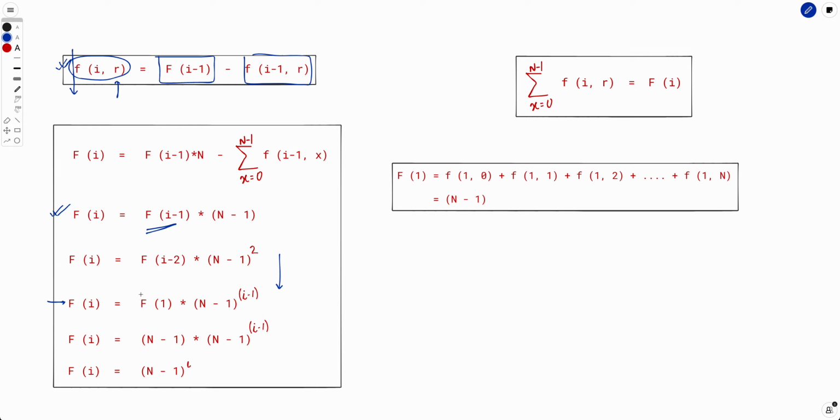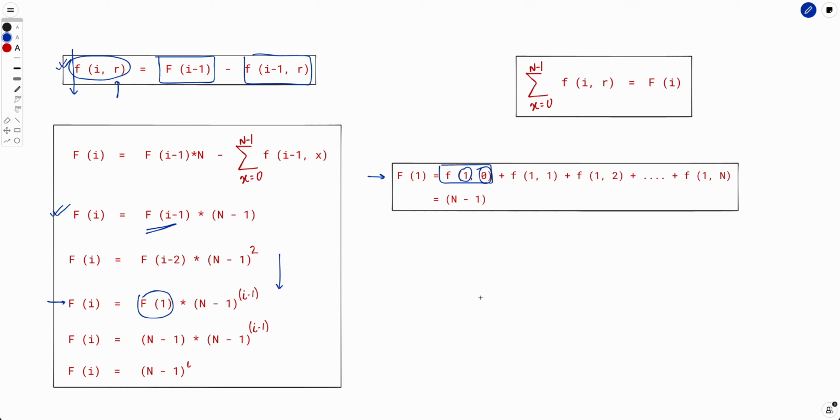Now what will be the value of F of 1? If we are able to find this, we have found F of i, right? Now F of 1 will simply be small f of 1 comma 0, small f of 1 comma 1, small f of 1 comma 2, all the way up to small f of 1 comma n. What is f of 1 comma 0? If we just read it aloud, f of 1 comma 0 is the number of ways in which I can sum one number such that I will get 0.